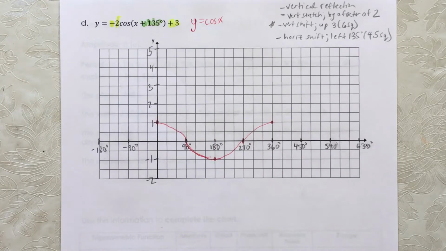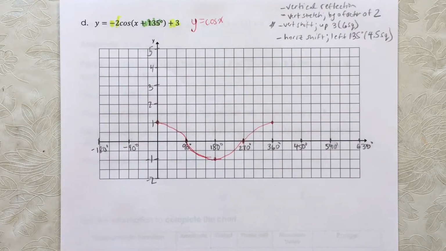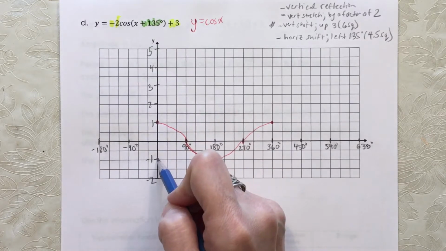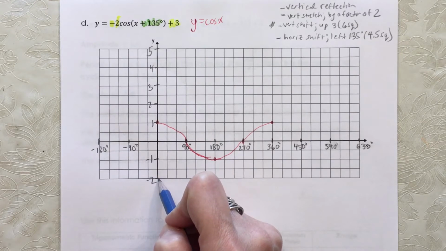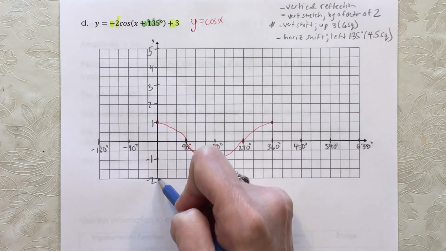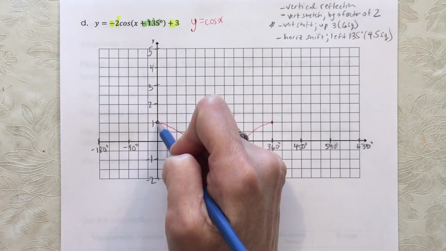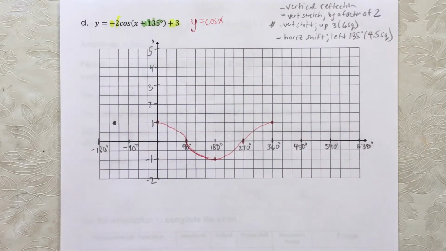Okay, so then we're going to use that information to shift each of these 5 important points, and then we'll have one cycle drawn of our image, and then we've got to extend it for 2 cycles. Okay, so starting here, vertical reflection, so down at -1, vertical stretch by a factor of 2, so down to -2, vertical shift, so up 6 squares, 1, 2, 3, 4, 5, 6, and then left 4.5 squares, 1, 2, 3, 4.5. So there's the image of this first point here.